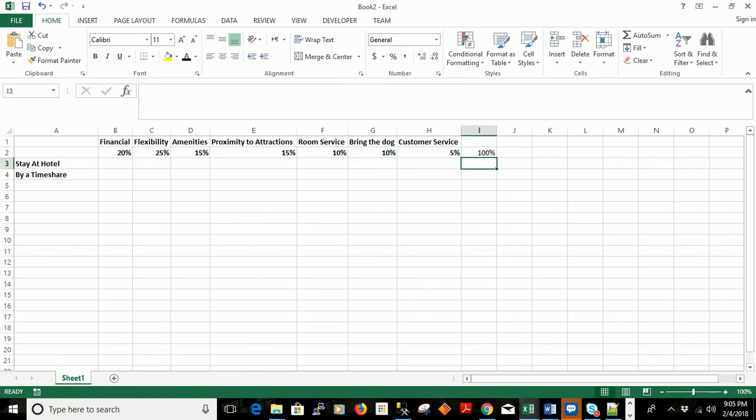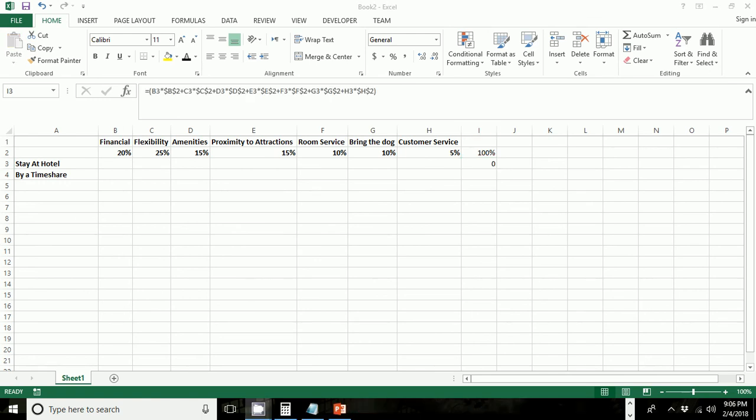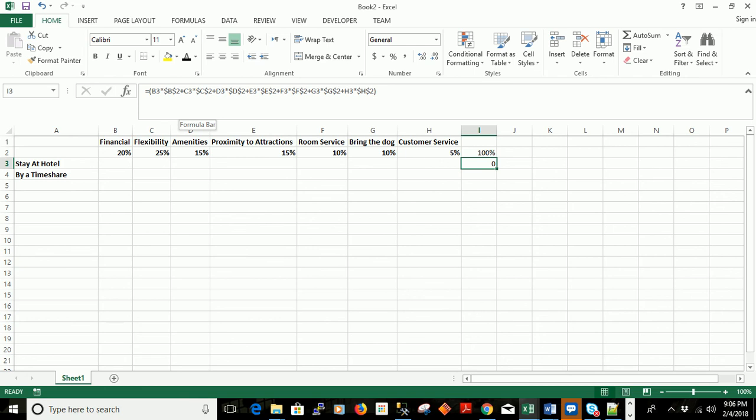Now I have to put in an equation for the weighted average. So let me do that real quick. All right, so there's my weighted average calculation. So B3 times B2 plus C3 times C2 plus D3 times D2 plus E3 times E2 and so forth, right? And I use the dollar sign so it locks it in. That way, when I copy this to the cell below it, the same weight is going to be used. It's not going to shift around on me. So now let me put some numbers in here.